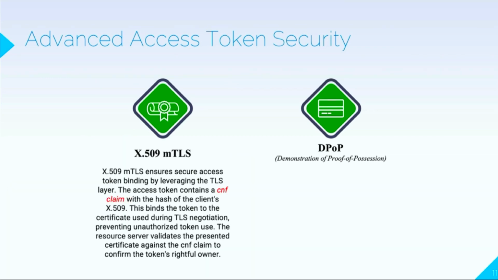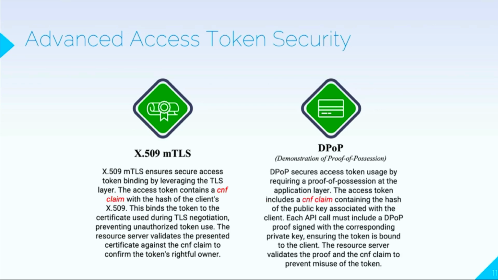In simple terms, X509 MTLS ensures secure access token binding by leveraging the TLS layer. During the TLS handshake, the client presents its X509 certificate, and the access token is issued with a CNF confirmation claim that includes a hash of this certificate. This binding ensures that the token can only be used with the same certificate that was presented during the handshake. When the token is presented to the resource server, the server validates the certificate against the CNF claim to confirm that the token is being used by its rightful owner.